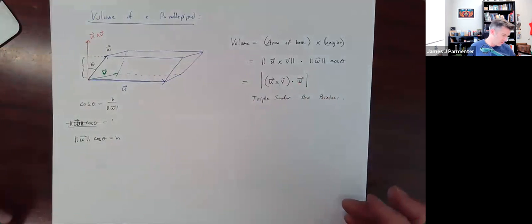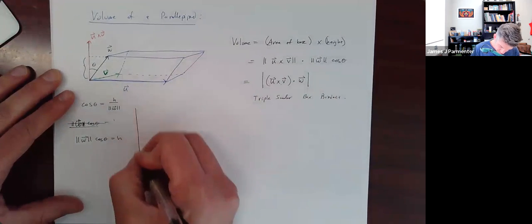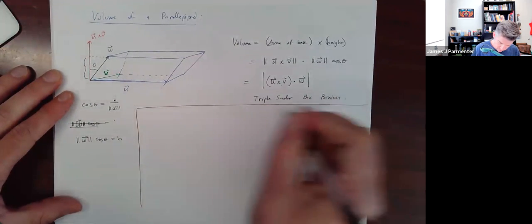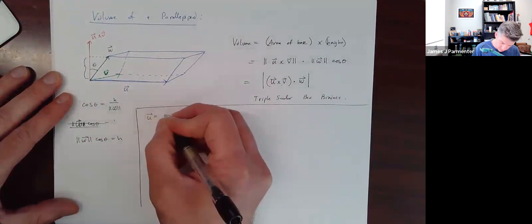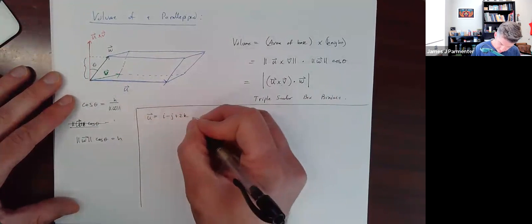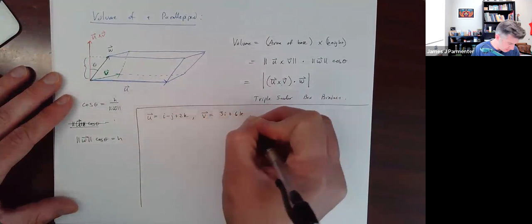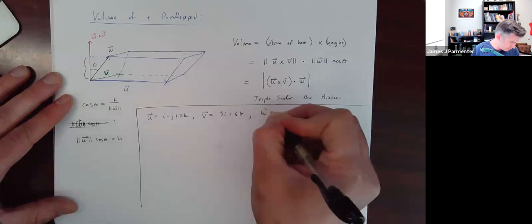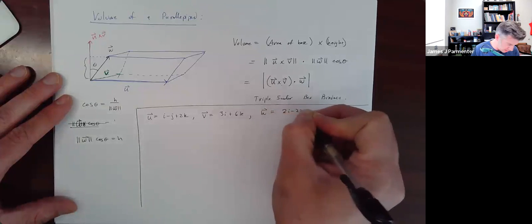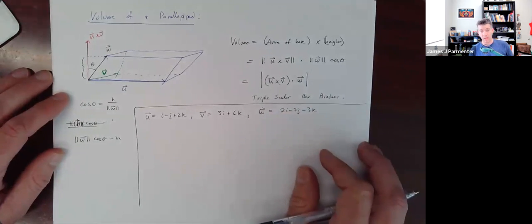So let's say, for example, we have the following. We have U equal to I minus J plus 2K, V equal to 3I plus 6K, and W equal to 2I minus 2J minus 3K. We would like to find the volume of the parallelepiped that they make up.